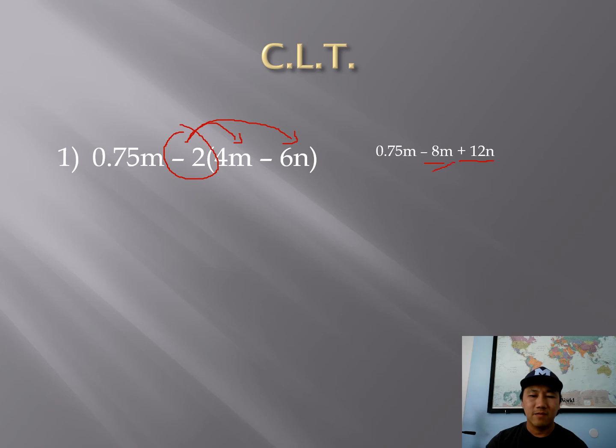Okay. From there, we're going to combine the m's together. 0.75 m minus an 8m is -7.25 m plus 12.